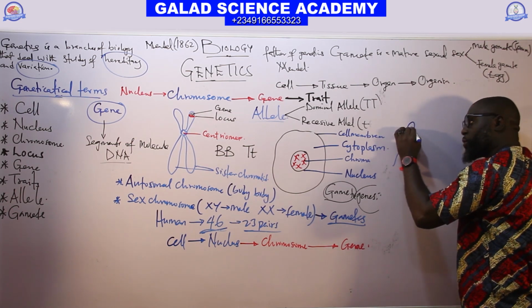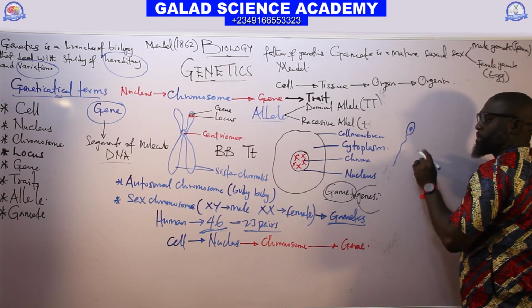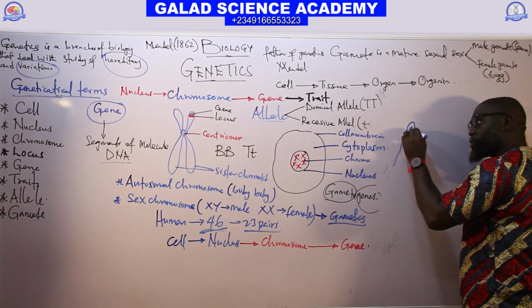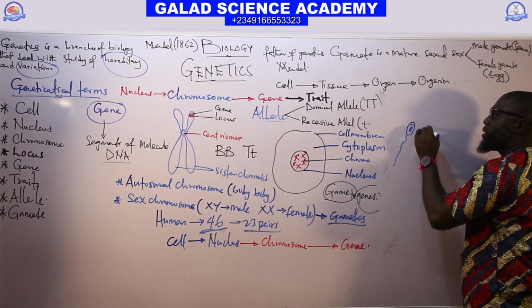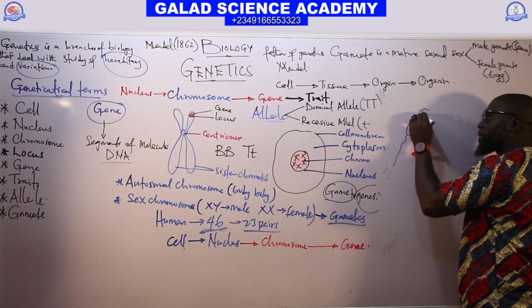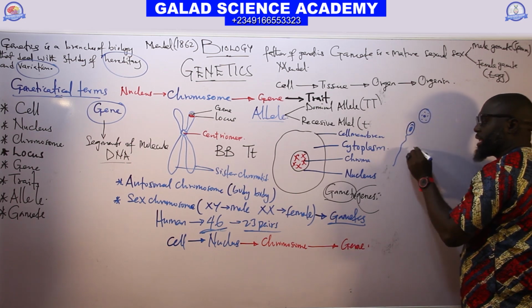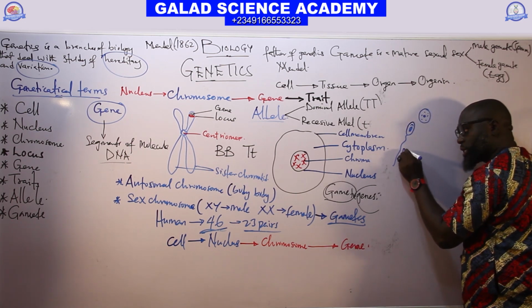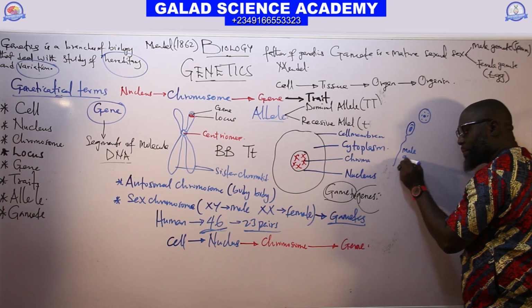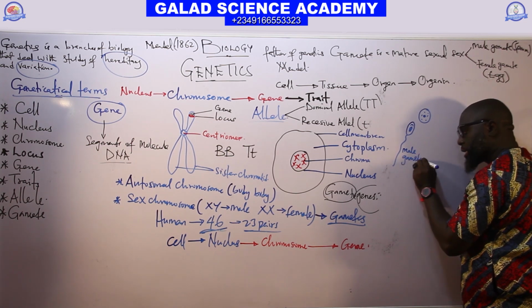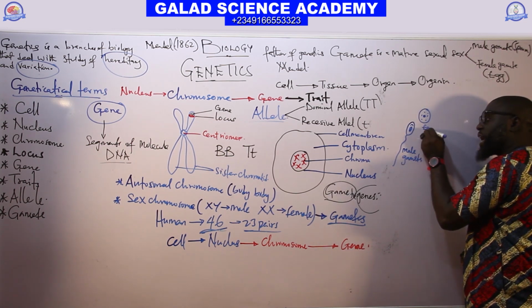At the center here, we have the nucleus. Inside the nucleus, we have chromosomes. And so this is a sperm. And here we have the egg. Here we have a male gamete. Here we have the female gamete, which is the egg.